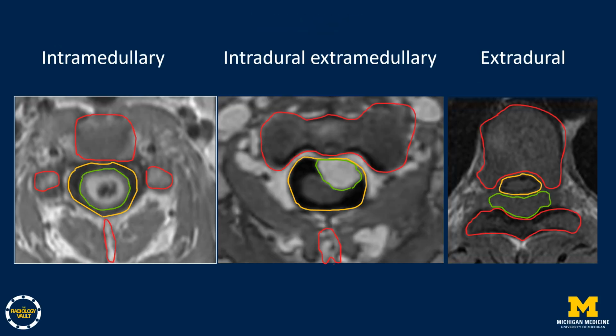This slide illustrates the three key compartments where spinal cord lesions can occur, each with distinct imaging features. First, intramedullary lesions are located within the cord itself. The intradural extramedullary lesions are located within the thecal sac but outside of the spinal cord. Then the extradural lesions are located outside of the thecal sac, still within the confines of the bony canal.